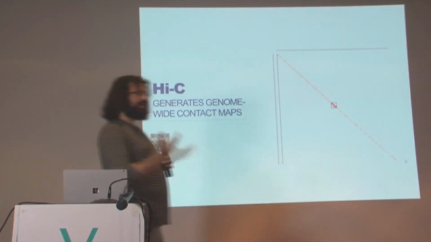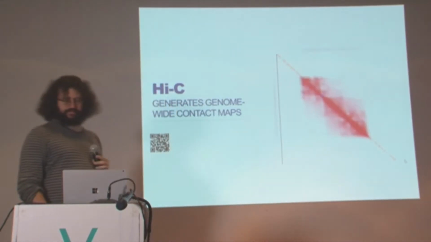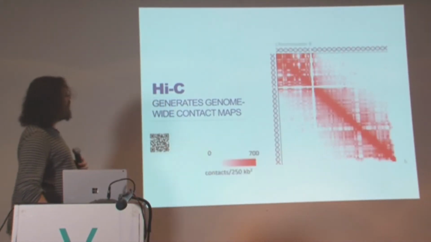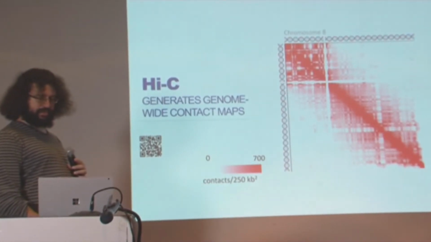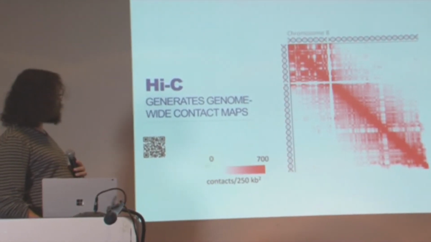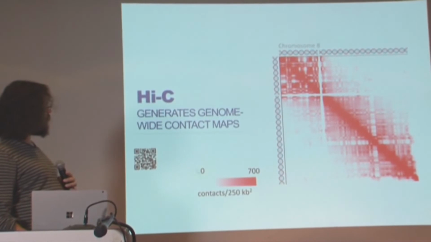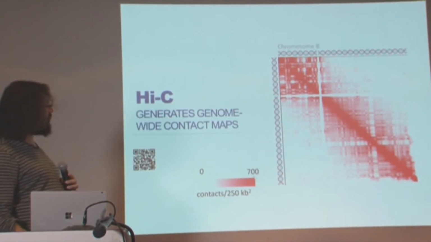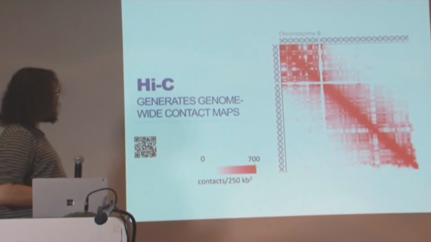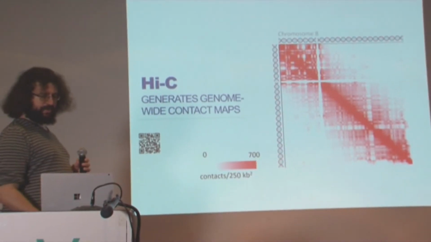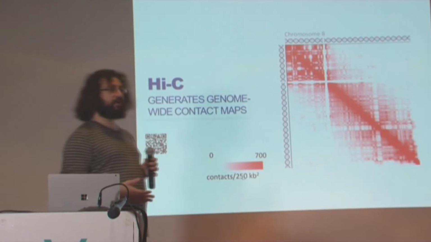Anyway, as I was saying, you can zoom into these matrices. As an example, let's zoom in here to chromosome 8. What you can see is the contact frequency, ranging from white, no contacts, to fully red. Here, the max is 700, although on different slides the max will change. What we're measuring is contacts, in this particular case, per 250 kilobases squared.